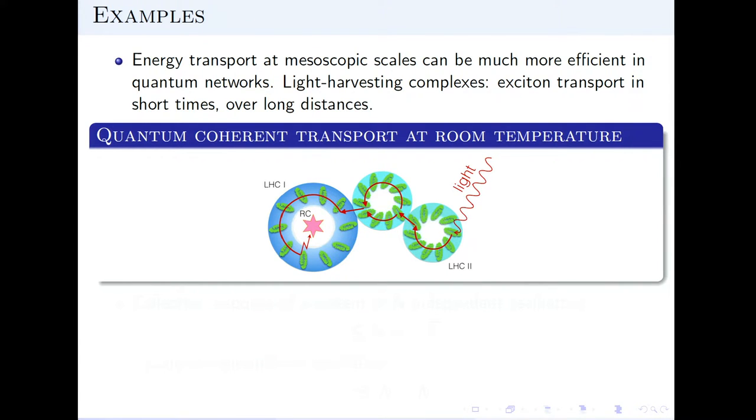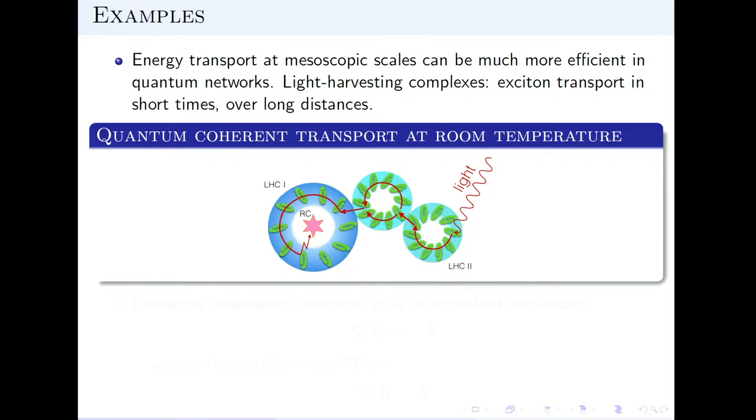Okay, so what examples can I tell you? We have this great example from photosynthesis, where energy transport at mesoscopic scales can be much more efficient in quantum networks. Here we have a very simplified schematic of what happens in photosynthesis, where you have light harvesting complexes at the heart of the process, in which you often have a symmetric arrangement in a ring-like structure of chromophores that are self-assembled. They are so tight together that when the light comes in, a photon gets absorbed, and these dyes or chromophores have electronic wave functions that know of each other. So when the photon gets absorbed, it creates ripples, if you want, in the electronic wave function of the entire chromophore ring. And those ripples of energy are called excitons.